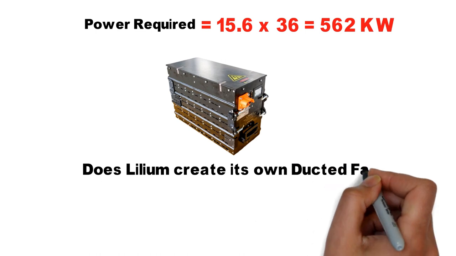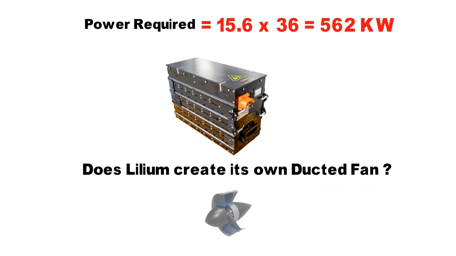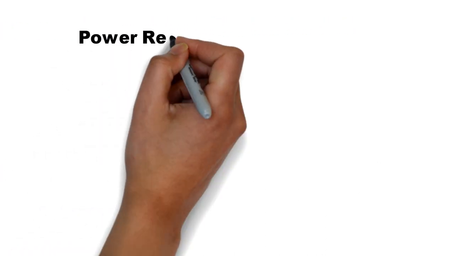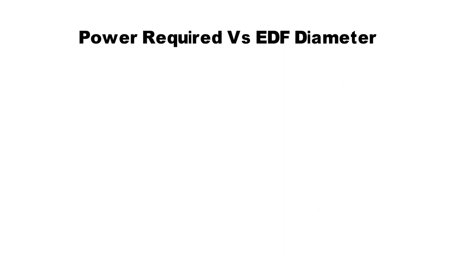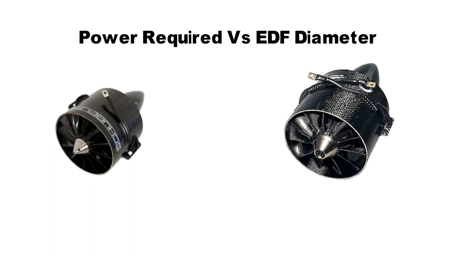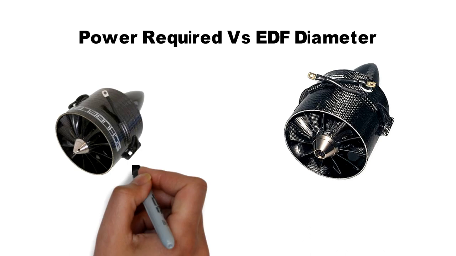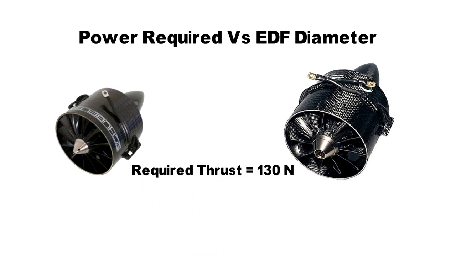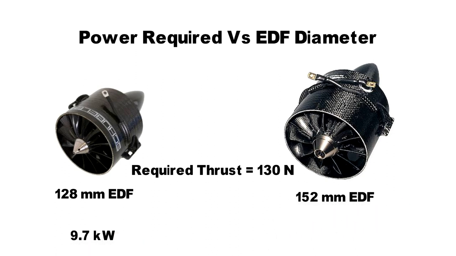Do they use larger custom-made ducted fans that consume less power? Let's find out. First, it should be understood that for an electric ducted fan or even a turbine engine, to reach a given amount of thrust, the larger the blade diameter, the lesser the power required. To give an example, let's say if 130 Newton of thrust is required, then a 128 millimeter diameter EDF will provide that for 9.7 kilowatts, while a slightly larger EDF of 152 millimeter diameter will provide it for just 8 kilowatts. Now, this is a very important point to learn.